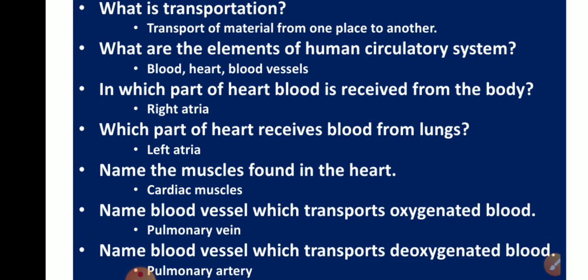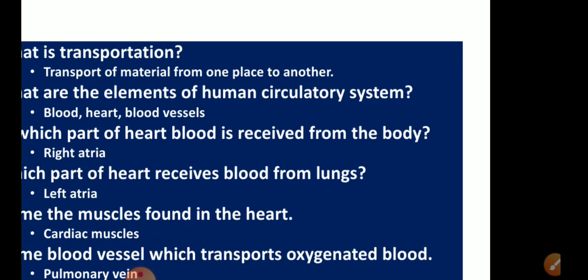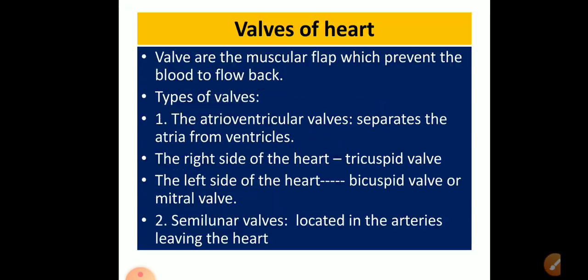Okay, now let's start today's topic, valves of the heart. Today we will talk about the valves. Valves are muscular flaps which prevent the blood from flowing back through them. It means they check the backflow of the blood. These are of two types. The first is called the atrioventricular valve, and this valve separates the atria from the ventricles.